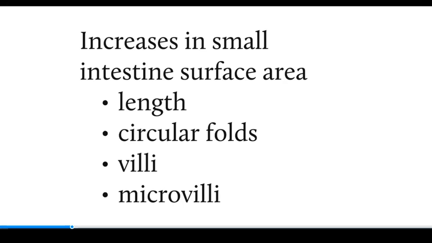To maximize the ability of the small intestine to absorb nutrients, it has a very extensive surface area. And there are 4 ways that that surface area is maximized, listed here: length, circular folds, villi, and microvilli. So let me explain those in depth in the next few slides.